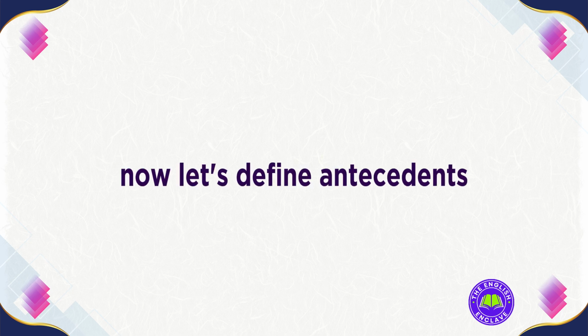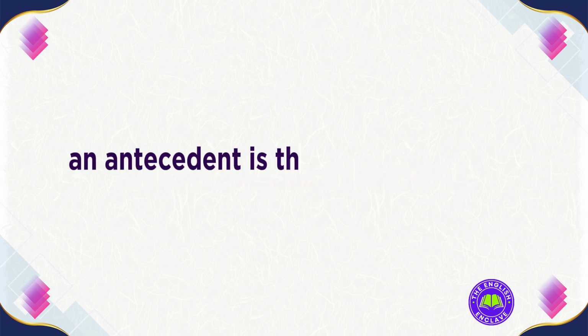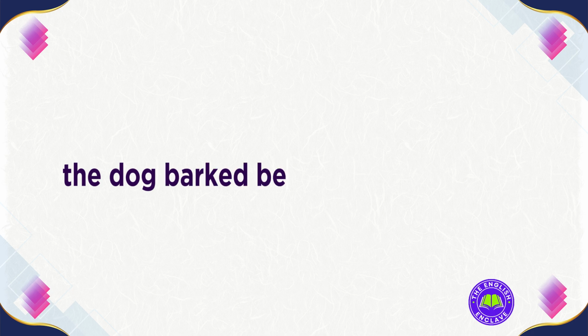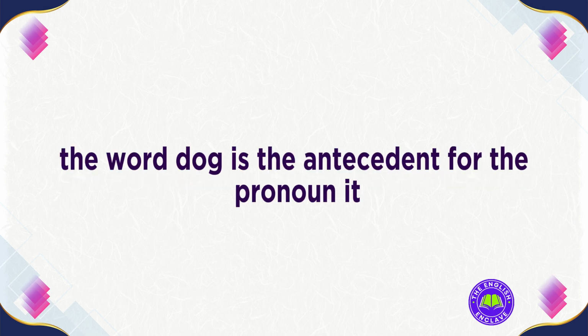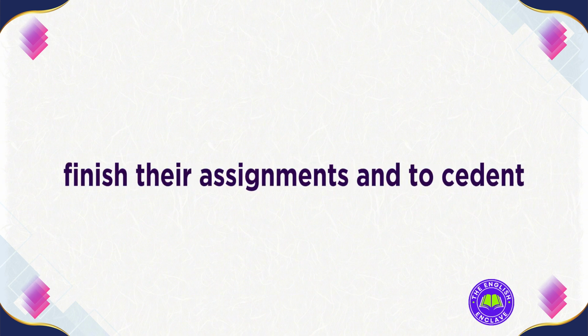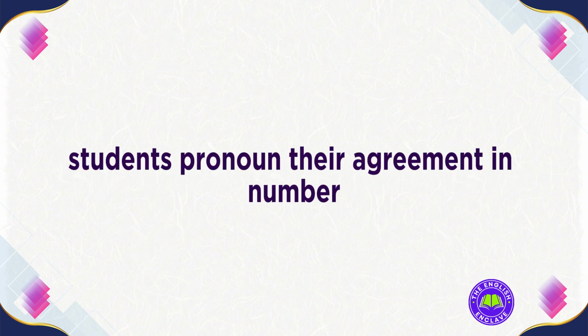Now, let's define antecedents. An antecedent is the noun a pronoun refers back to. For example, in the sentence, "The dog barked because it was hungry," the word dog is the antecedent for the pronoun it. Example sentences: "Sarah loves her cat." Antecedent: Sarah, pronoun: her. "The students finished their assignments." Antecedent: students, pronoun: their.